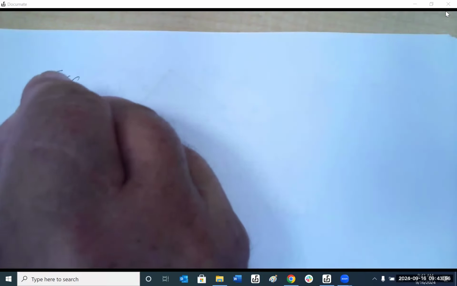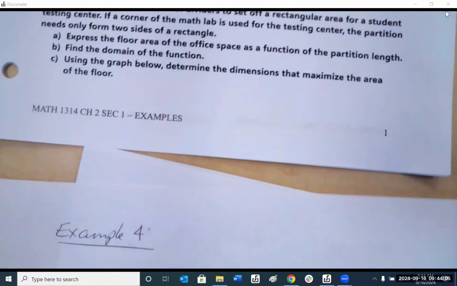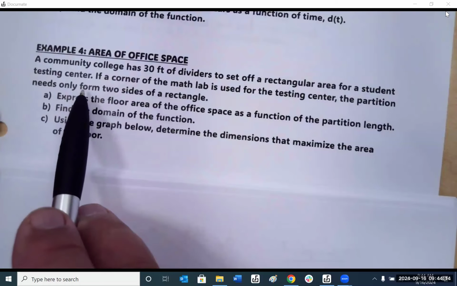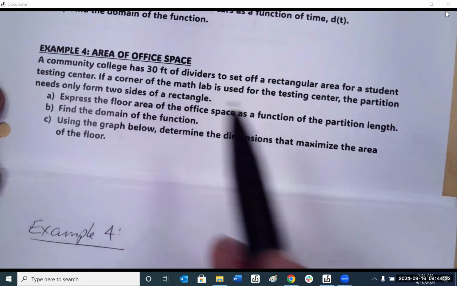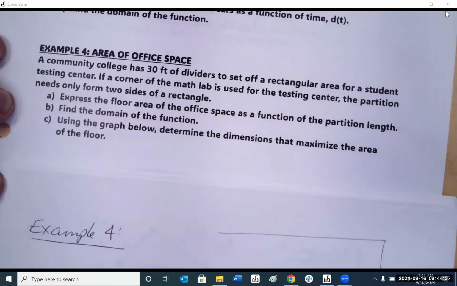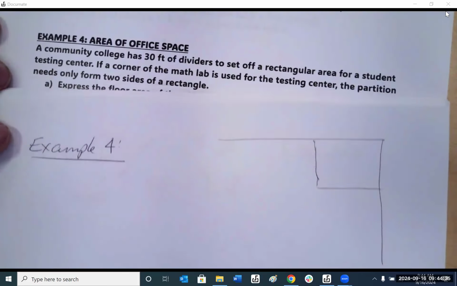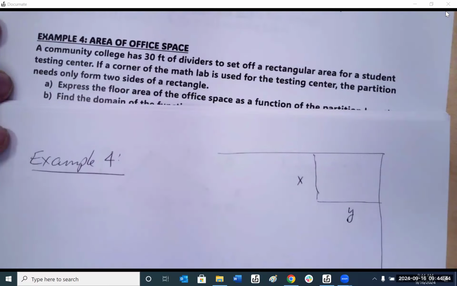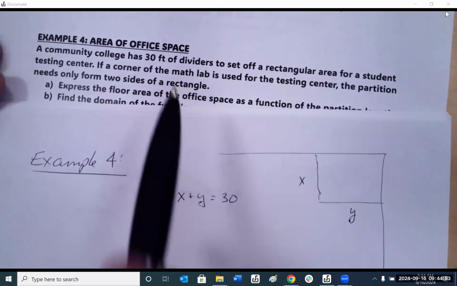Example four, the area of an office space. So what this one's saying is this. A community college has 30 feet of dividers to set off a rectangular area for a student testing center. If a corner of the math lab is used for the testing center, the partition needs only two sides to form a rectangle. So here we have a corner. We have this partition that will look something like this. We have this side, we call it X, and this side, call it Y. We know that X plus Y has to equal 30 feet because that's all the divider we have.